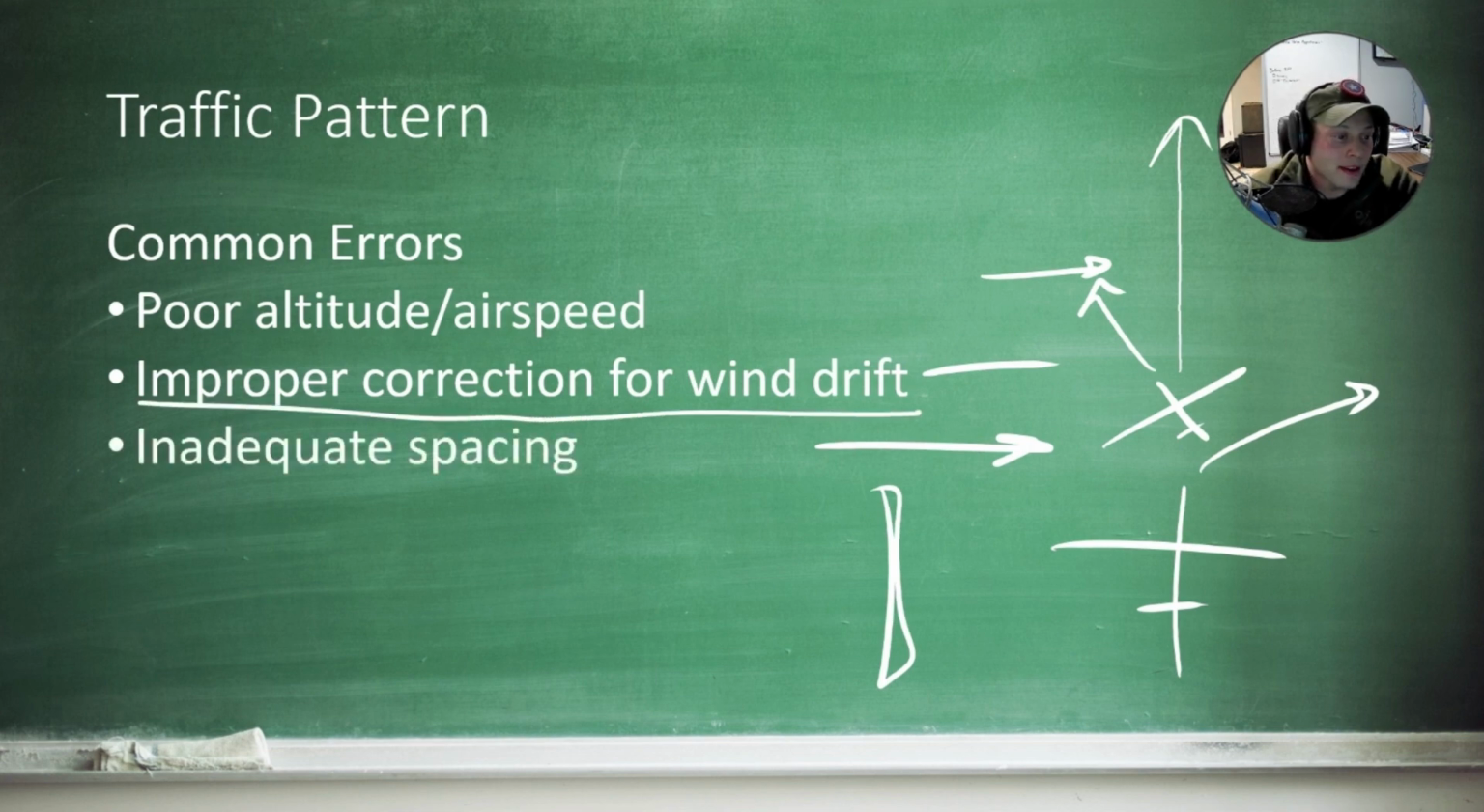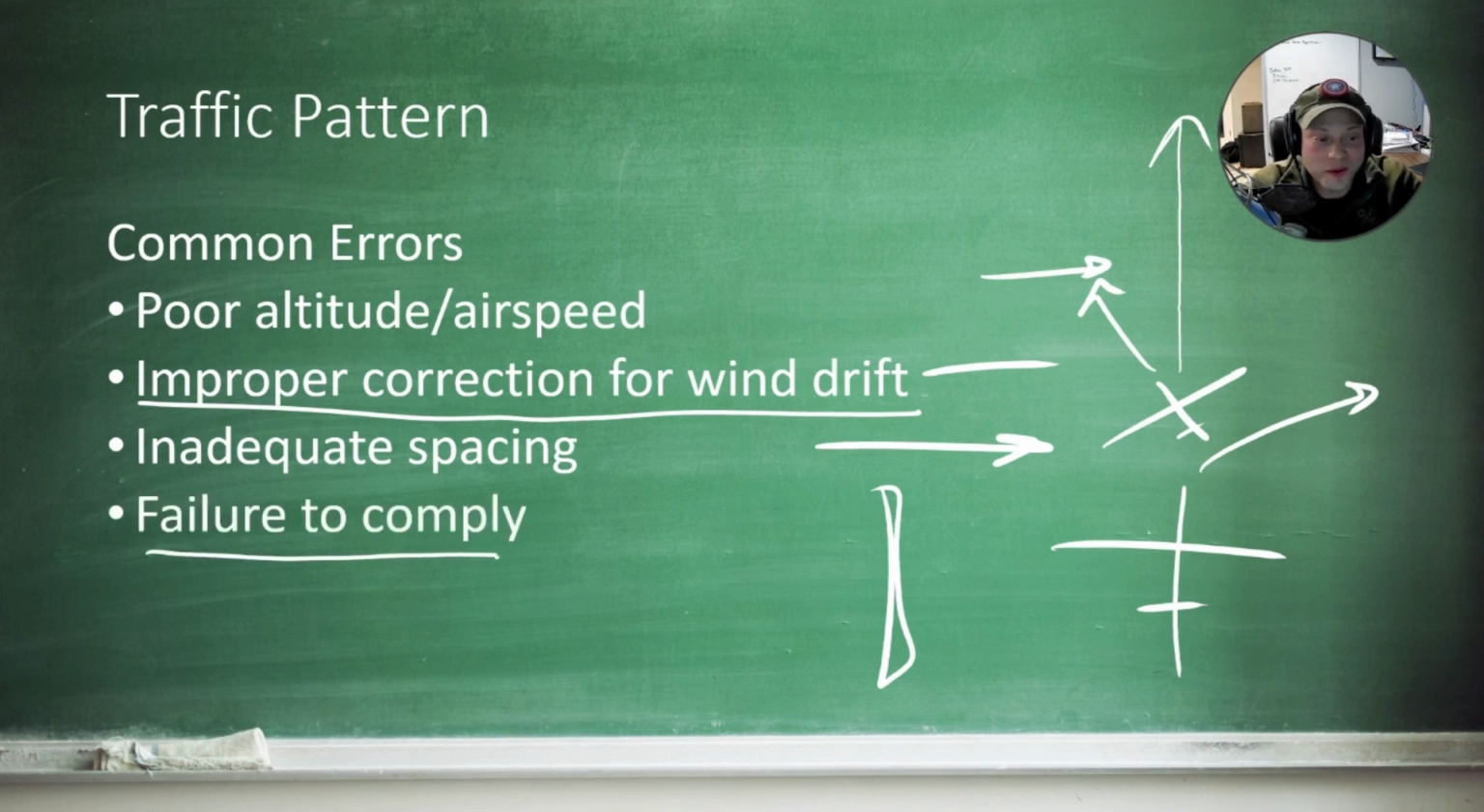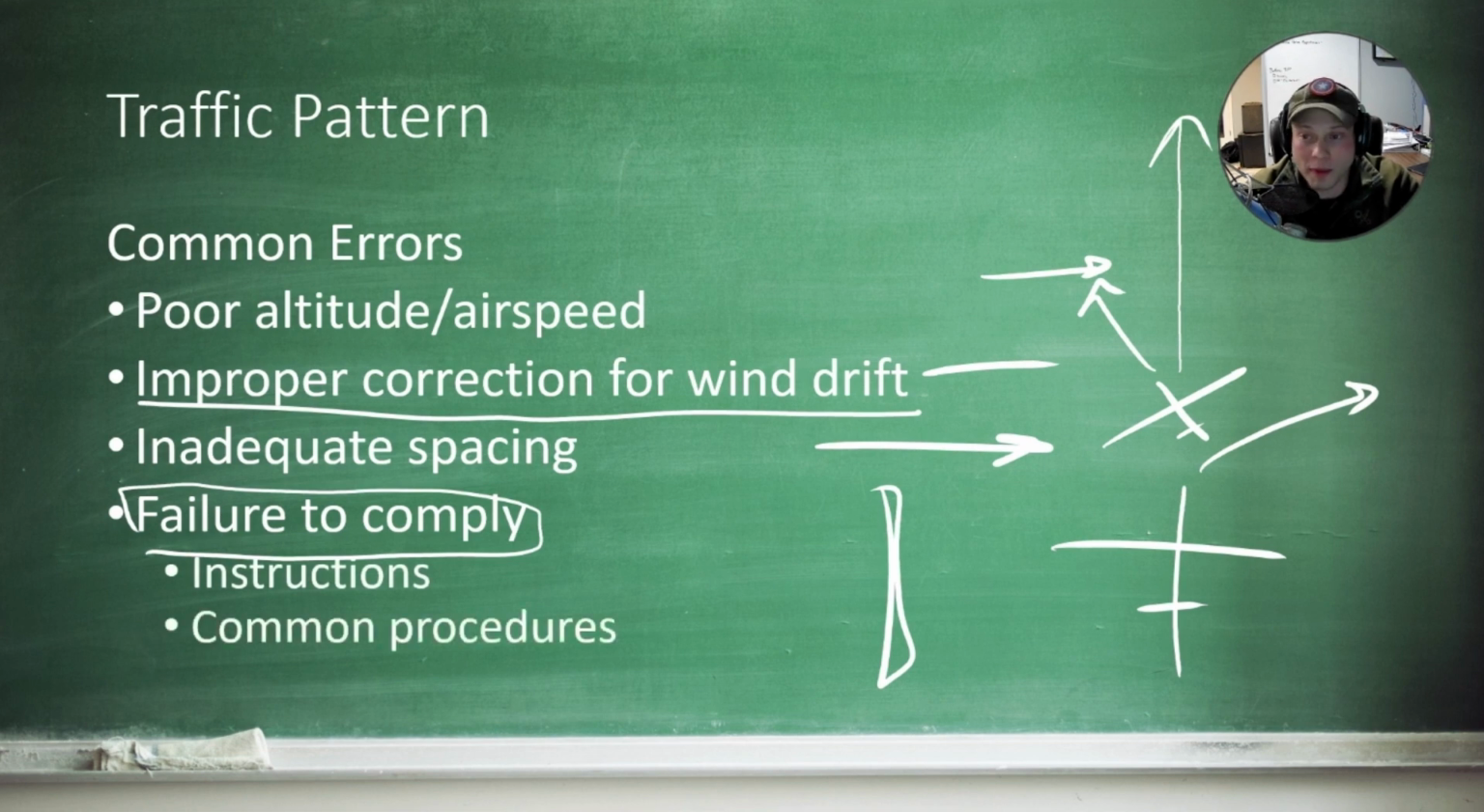Nail that. Another error is inadequate spacing, so make sure you're using your visual reference points to keep yourself spaced correctly with the runway and other aircraft. And then failure to comply with ATC regulations or common procedures. So study your radio calls, study the airport you're going to, and do the right thing.